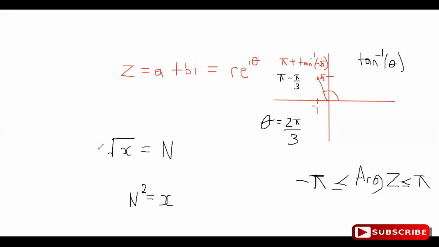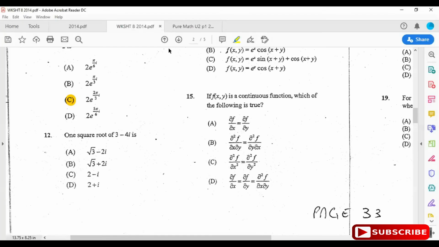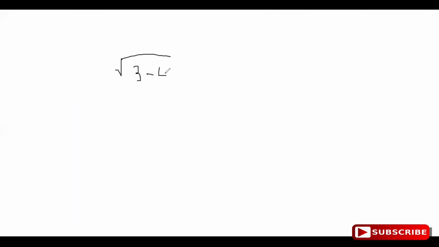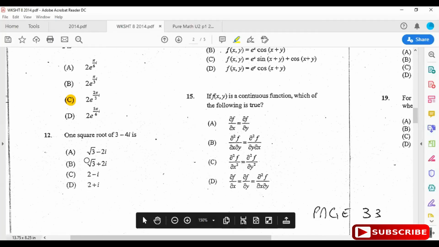So I'm not going to check this one. This one is too long for a multiple choice. I'm going to check this one. So let's go. They want us to find the square root of 3 minus 4i. That's what they want us to find. And so let's check the options. The options are these three.